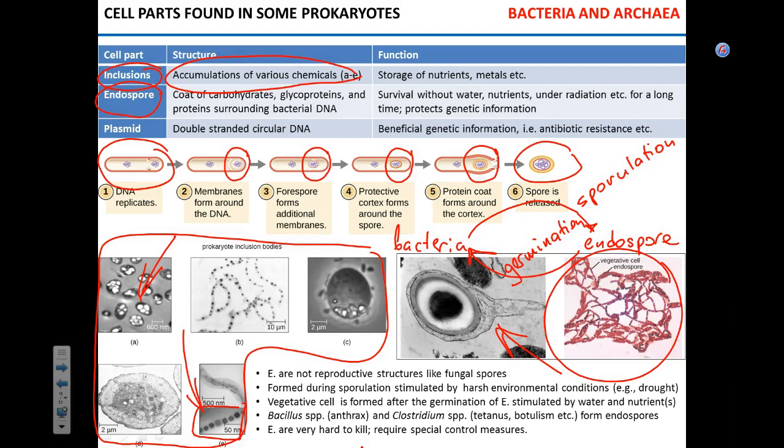Now, last thing here, plasmid. So a plasmid is a double-stranded circular DNA, which carries some genetic information. It is not essential, but beneficial. Does that make sense here?